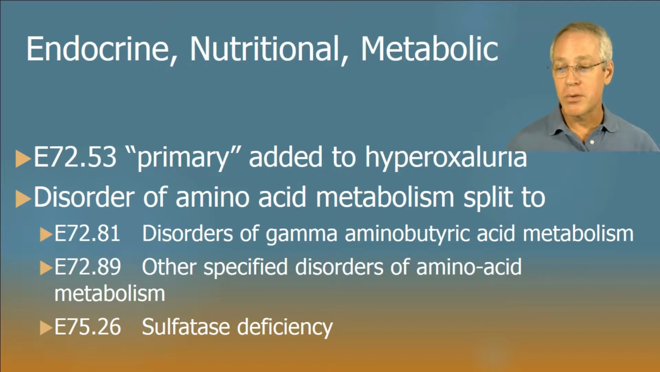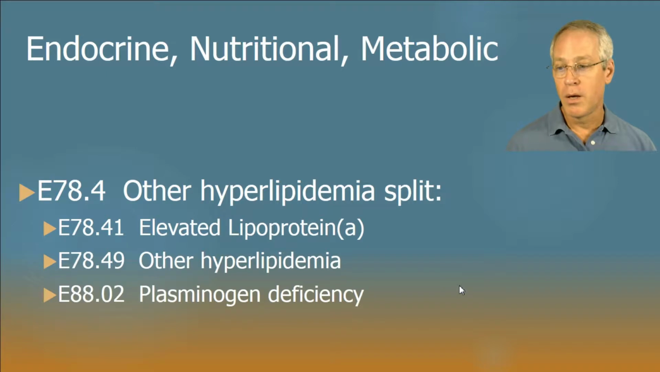Amino acid metabolism disorders split into, and this is a good example of where the other code was split into an other, add a 9, and then now we use an 8-1 and E75.26. So we added gamma-aminobutyric acid metabolism disorder and a sulfatase deficiency. Those are some nutritional and endocrine changes. Also hyperlipidemia. There are several other very specific hyperlipidemias that you'll find, but the other hyperlipidemia, E78.4, add a 9 to that, and that becomes our new other hyperlipidemia, and we will all use that plenty of times. But elevated lipoprotein A in particular has its own code now, and plasminogen deficiency specificity.